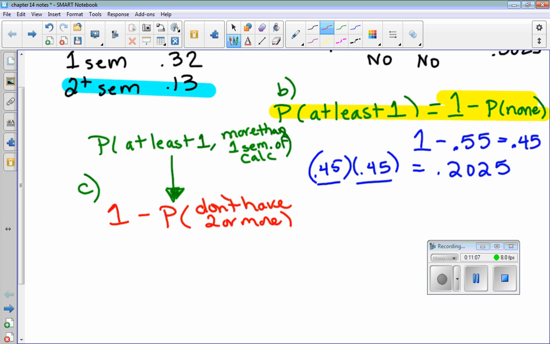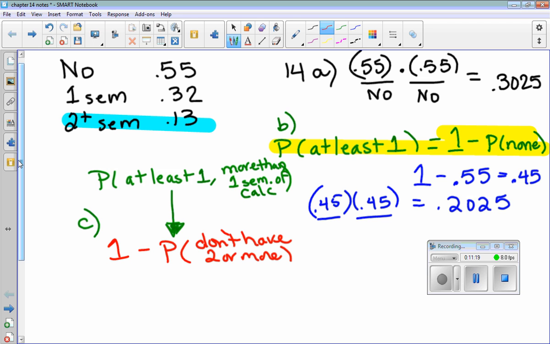Okay? Let me say it one more time. I think we have 2 and 2. We have 2 people we're worried about. Okay? We'll worry about the 2 people in a minute. We have no semesters of calculus, 1 semester, two or more semesters.